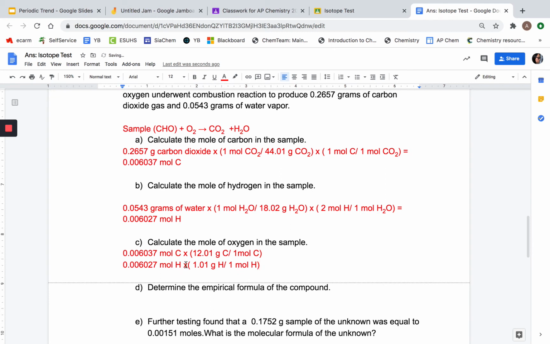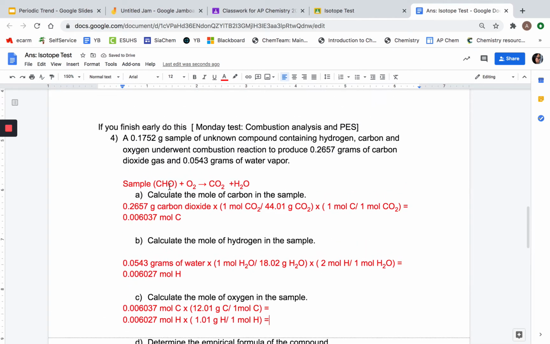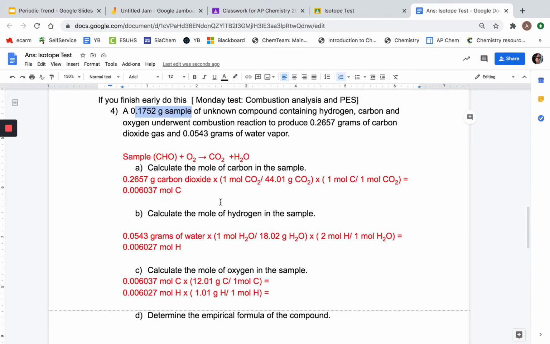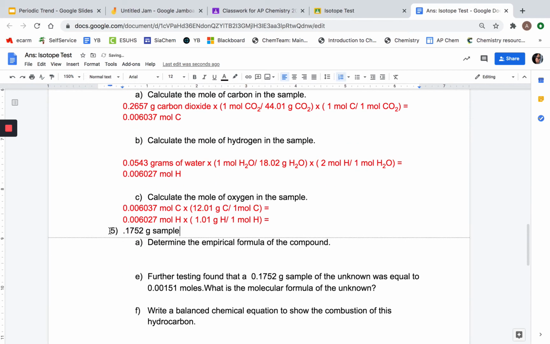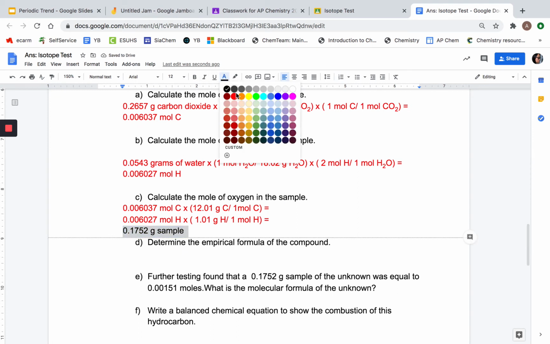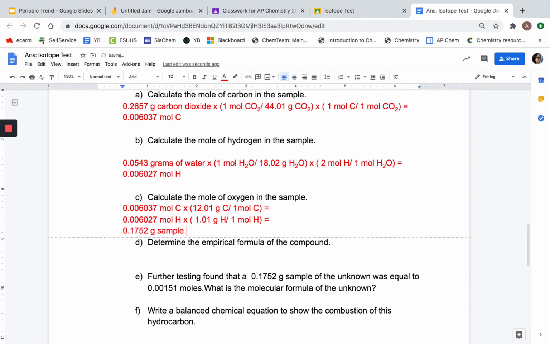The reason we have to do that is because, like I said initially, your sample is made out of C, H, and O. So we're going to be using this sample, and what we basically are going to do is subtract whatever we get from the carbon and the hydrogen, and that should give us the oxygen. Okay, all right, so let me go ahead and do that.